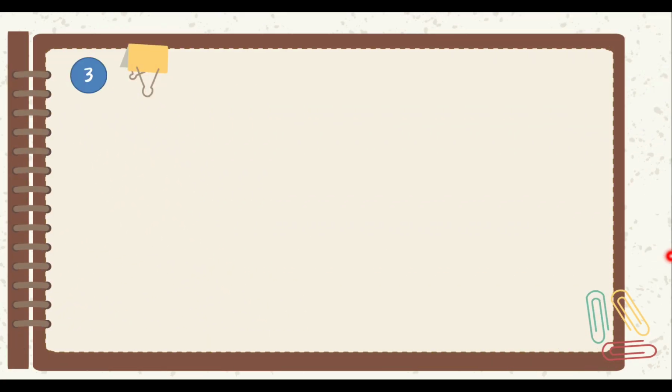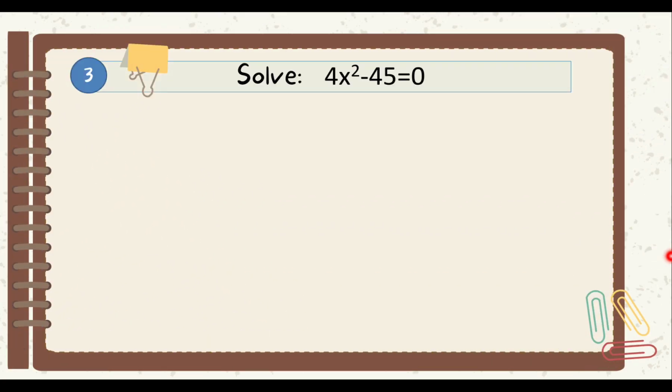What about if we have this equation? 4x squared minus 45 is equal to 0. How are we going to do this? Similarly, what do we do?